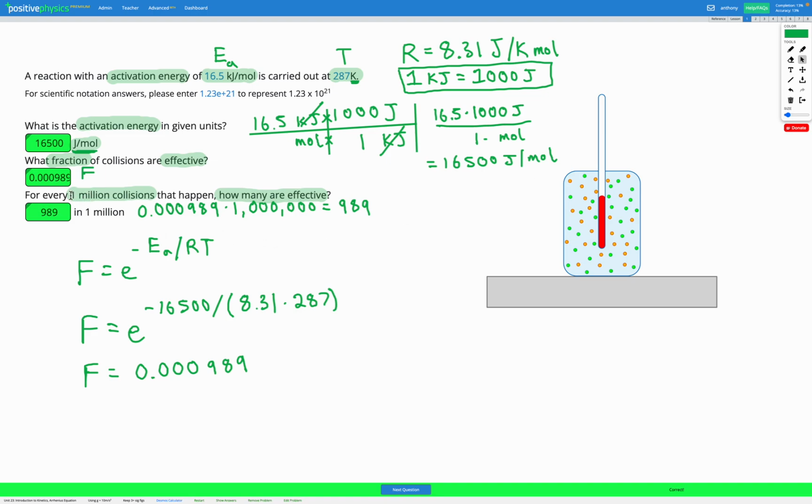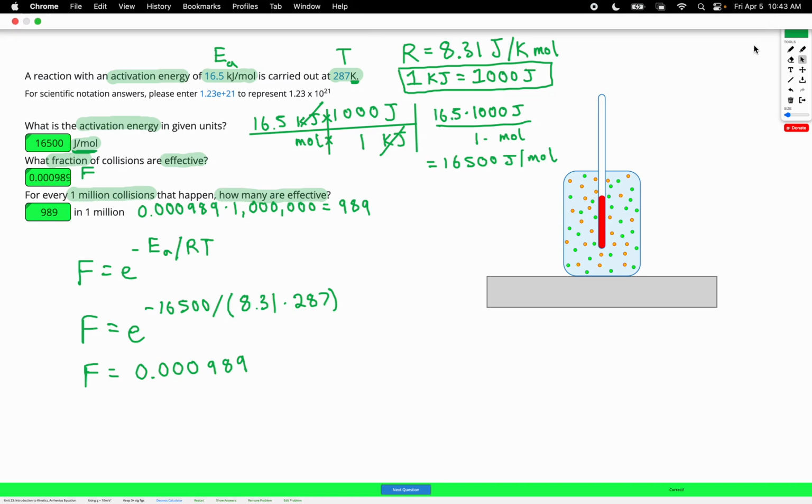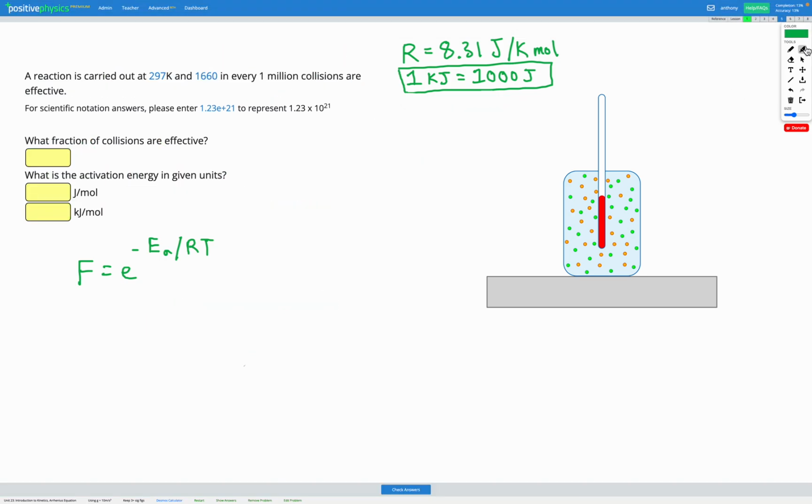So what that means is that for every 1 million collisions that happen, 989 of them are effective. Let's try one more question of this type. In this question, we're told the temperature is 297 Kelvin, and we're told that 1,660 in every 1 million collisions are effective. So this time we're given the effectiveness and we have to work backwards to figure out the activation energy in both of those units.